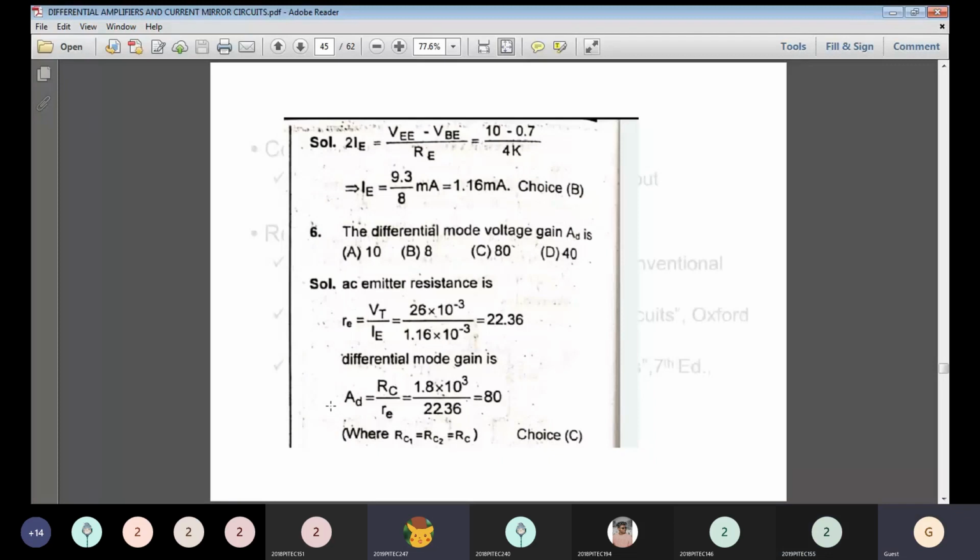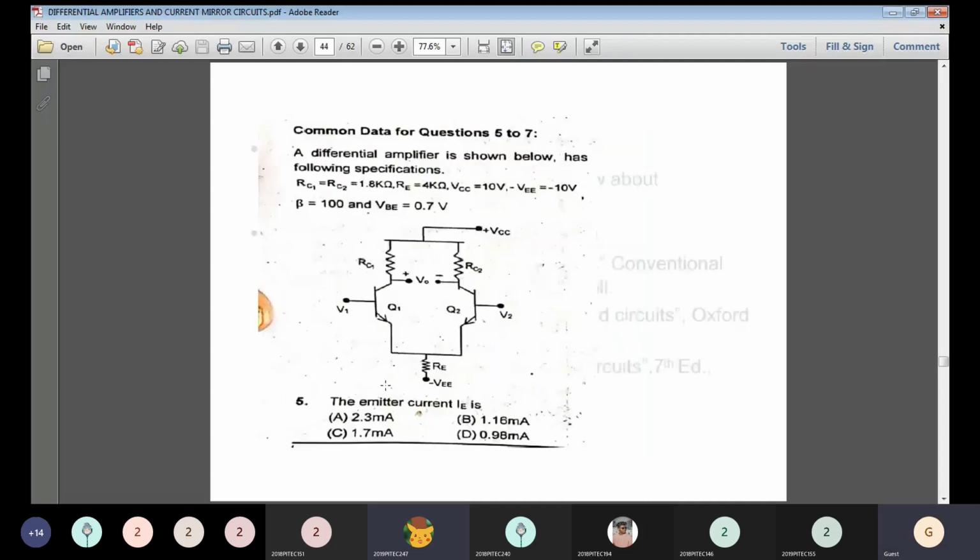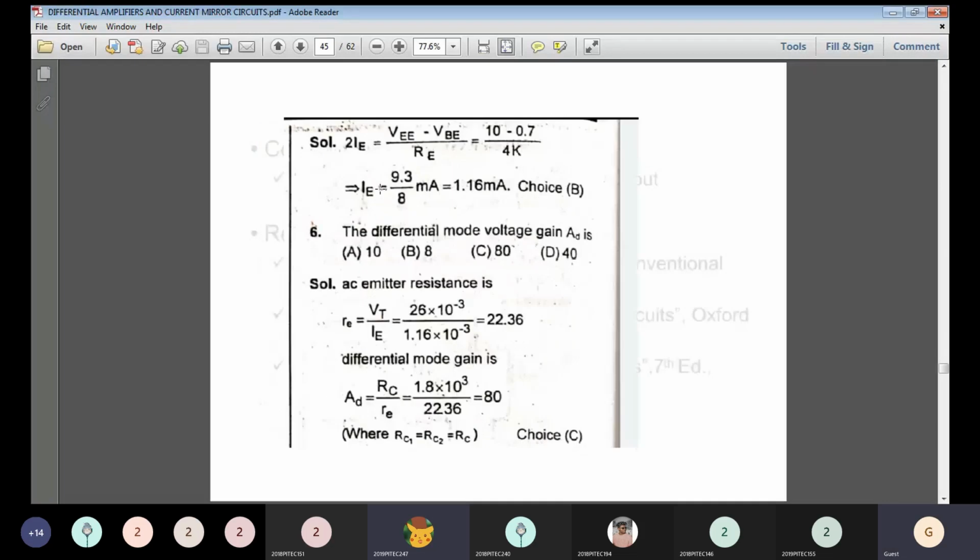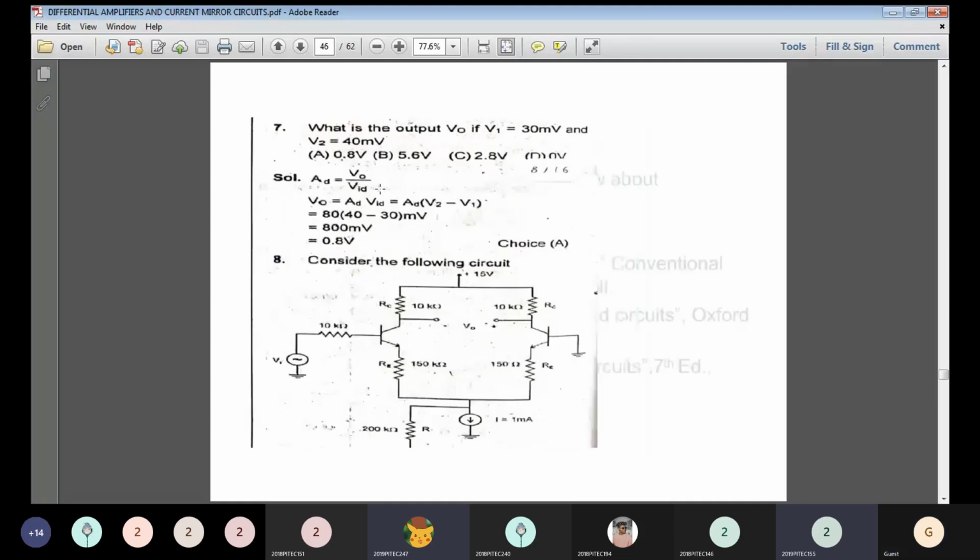So instead, there is another way to calculate this AD by using the formula RC divided by RE. In the introduction of the differential amplifier, we mentioned this: AD is nothing but RC divided by RE. RC is directly in the question, given as 1.8 kilo ohms, but the value of RE is not in the question. So we are going to first calculate RE and then substitute that RE in AD. So what is the RE value? Again by Ohm's law, V by I, that is VT, the thermal voltage, divided by IE. So what is the value of VT?